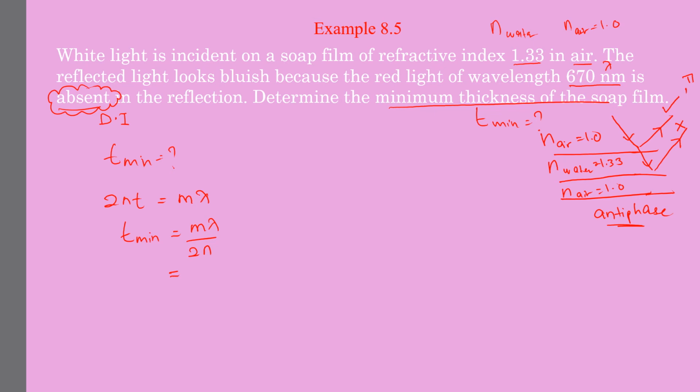Okay, number of order 1, minimum thickness, lambda 670 nanometer over 2 times 1.33, the refractive index for the thin film. So the minimum thickness is equal to 2.52 times 10 power of negative 7 meter.